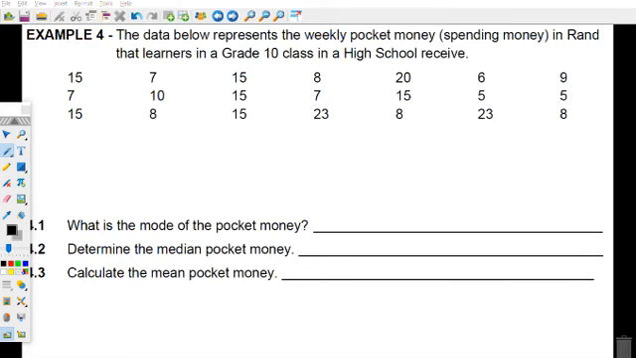All right. So, example 4. Let's do the next two examples. We're going to do it quick. Example 4. The data below represents the weekly pocket money, the spending money in Rand that learners in a grade 10 class in a high school receive. This is a very low pocket money. Imagine receiving 5 Rand a week.